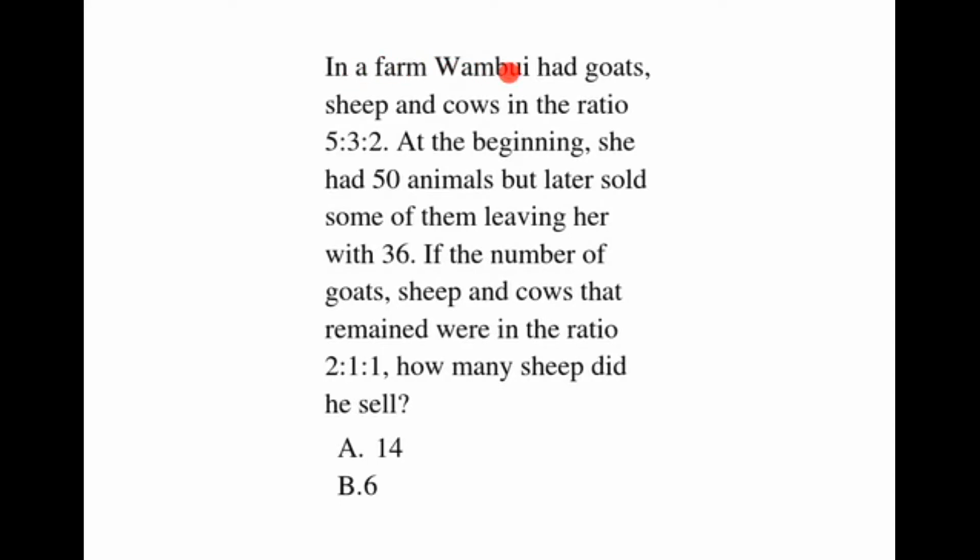In a farm, Wambui had goats, sheep, and cows in the ratio 5:3:2. At the beginning, she had 50 animals, but later sold some of them, leaving her with 36. If the number of goats, sheep, and cows that remained were in the ratio 2:1:1, how many sheep did he sell? Solution.